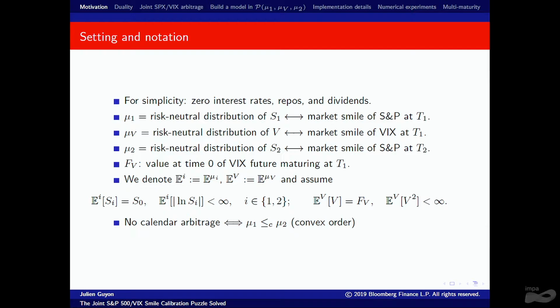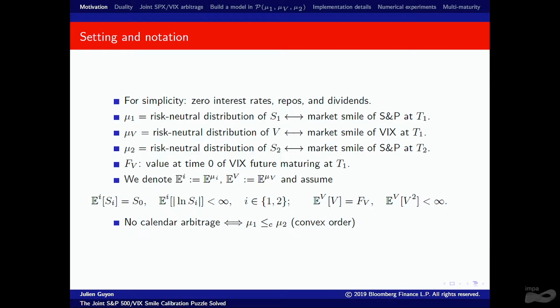So very quickly about notation. For simplicity, I assume zero interest rate, repo, and dividends, but of course I have them in my numerical experiments. Mu1 will denote the risk-neutral distribution of the S&P at T1, mu2 for T2, mu-V will be the one for the VIX, because you get all the VIX options, so of course, if you interpolated and extrapolated your market data. FV will be the VIX future at time 0 for the maturity T1. Okay, I will simply assume that the log contract has a finite price, and also the VIX squared. Okay, that's the only very mild assumption that I'm making.